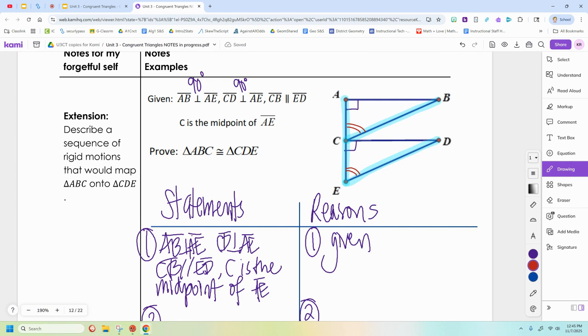All right. So now let's talk about midpoint. So C is the midpoint of AE. Oh, that means I need tick marks somewhere. Okay, so here's AE. C is the midpoint. This piece is going to be equal to this piece. So it looks like we have 90-degree angles. We have corresponding angles, and we have congruent sides.